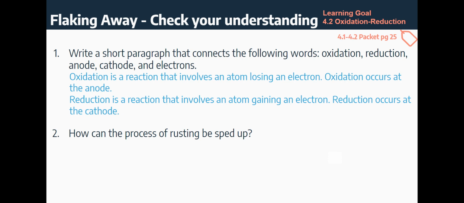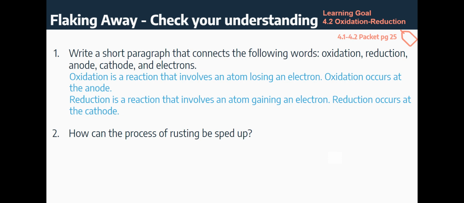To help you remember that oxidation occurs through losing electrons and reduction is the process of gaining electrons, you can remember the acronym OIL RIG, where oxidation is losing electrons, reduction is gaining electrons. Or Leo the lion says GER, losing electrons oxidation, gaining electrons reduction.